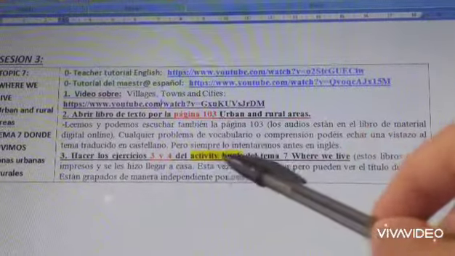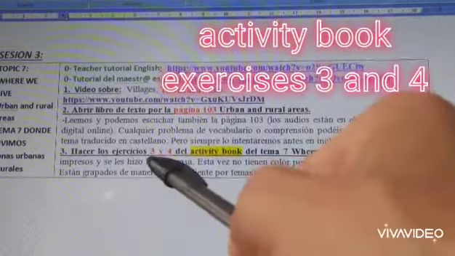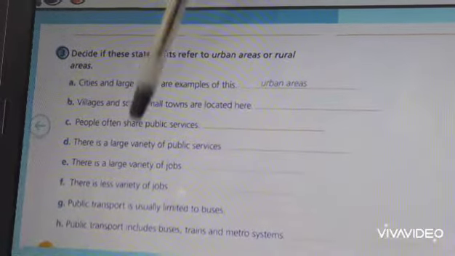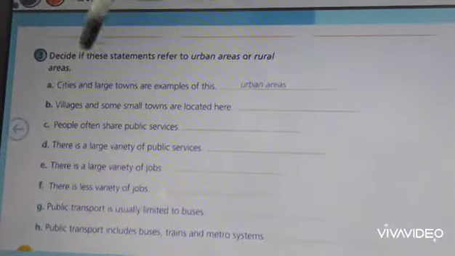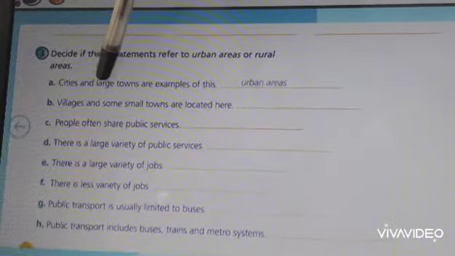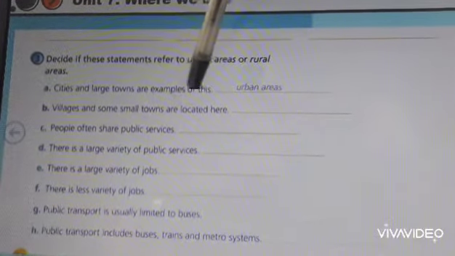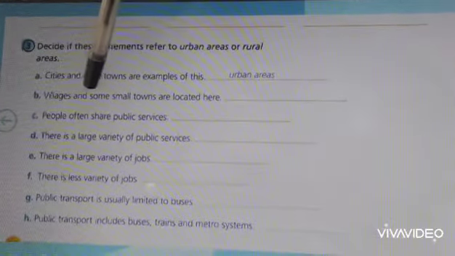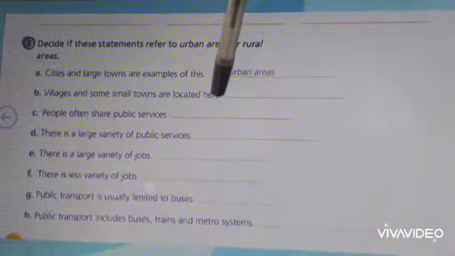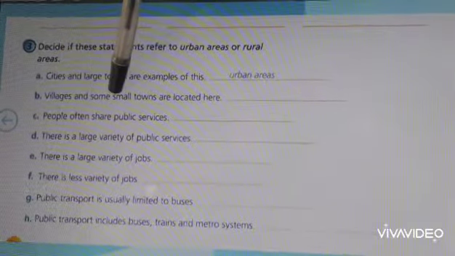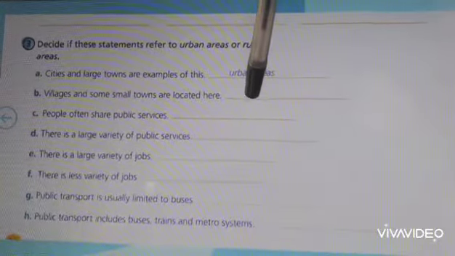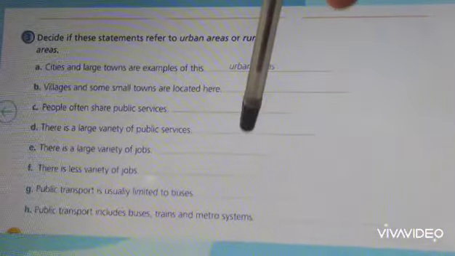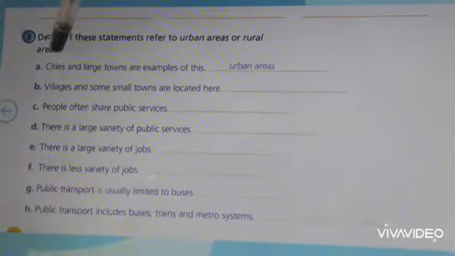Now we are going to open the activity book and we are going to complete exercises 3 and 4. In number 3, you have to write in the lines if the sentence refers to urban areas or rural areas. For example, cities are large and large towns are an example of this. So the cities and large towns are urban areas. Villages and some small towns are located here. Where can you find villages and small towns? In urban areas or in rural areas? So according to the definition in the sentence, you write in the lines urban or rural areas.